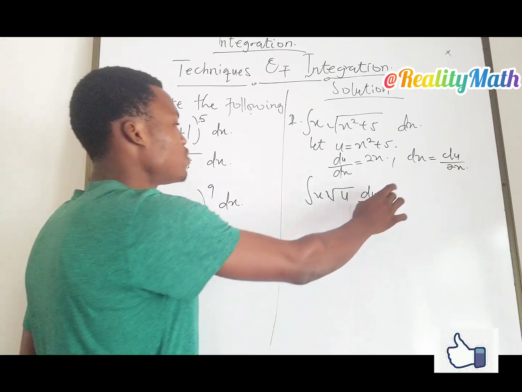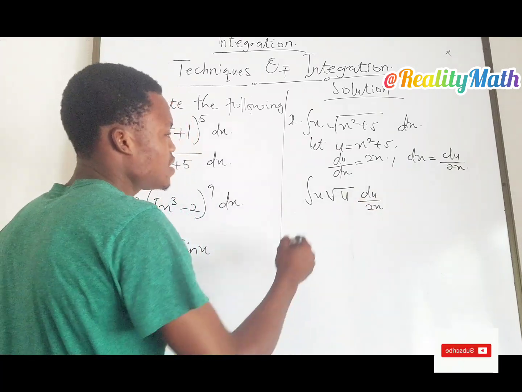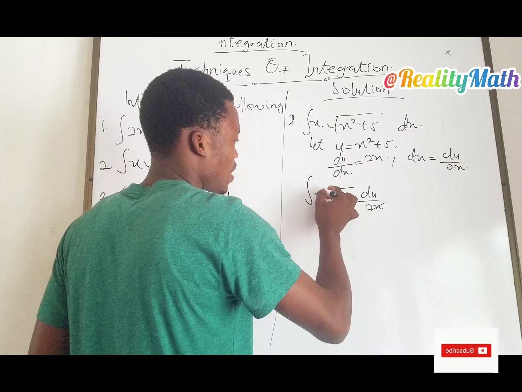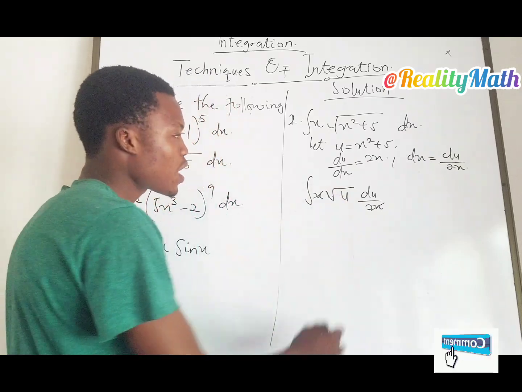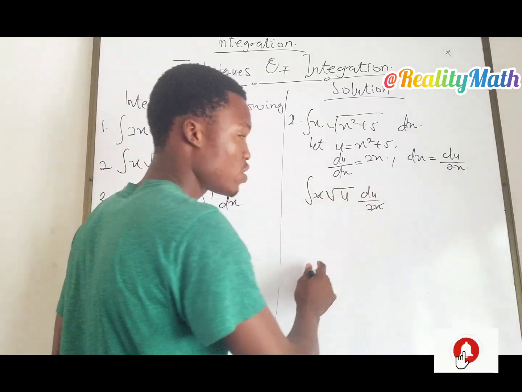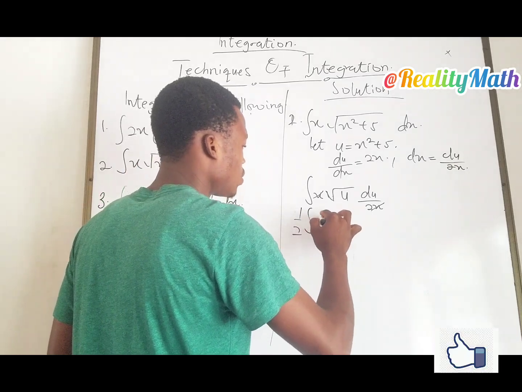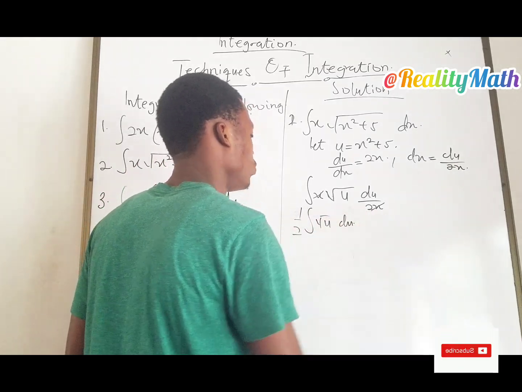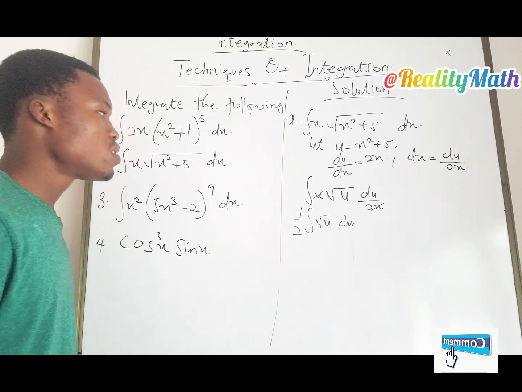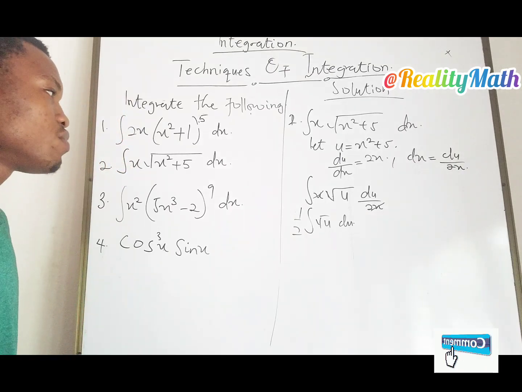Now, this that we have gotten, we realize that this is x, and this is also x, so this can take away this. So, we can now have what? 1 over 2, which is what? Half. So, integral of what? The root of u du. So, this is what we are now getting for our question.